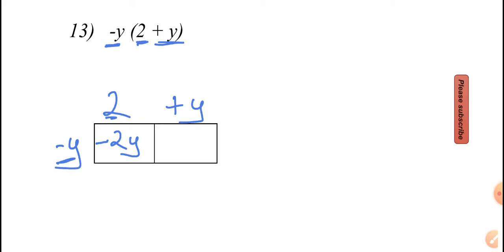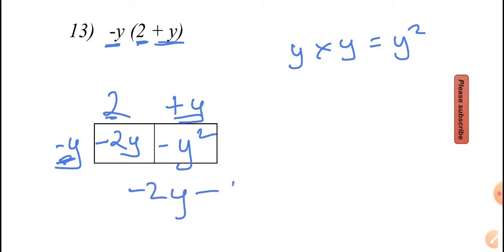And then I have to do minus y times plus y. Well, I like to think of it as, first of all, if I just did y times y, I'd get y squared. Now since one of them is negative, then the answer should be minus y squared. So the final answer is minus 2y minus y squared.